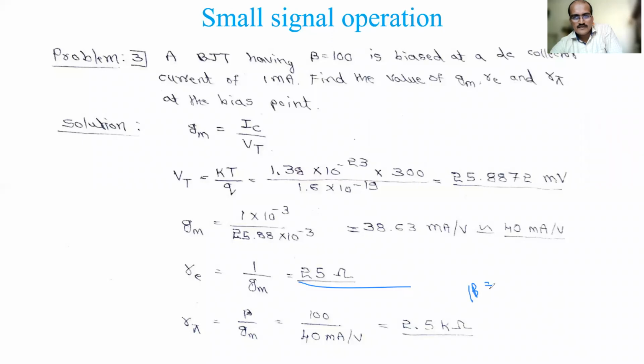Even if you take (beta plus 1) re: beta is 100, 100 plus 1 is 101, 101 into 25 is approximately 2.5, slightly more than 2.5, so approximately 2.5 kilo ohm. Both relations you can use to find this value. A very simple problem; like this only you will have the problems. Fine, so we'll go to the next topic, that is to derive the models.